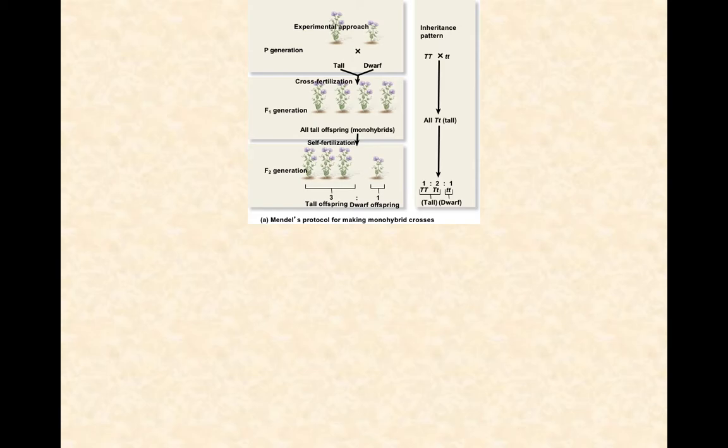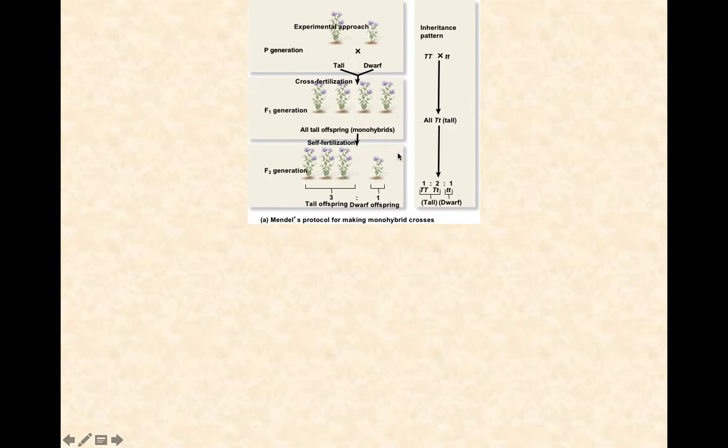What happened to the genetics of this poor little dwarf guy? Well, we'll be able to find that out and tease that apart here in just a minute. The next thing he did was he took a couple of his F1 generation and either self-fertilized them, which plants can do, or cross-fertilized just within the F1 generation.